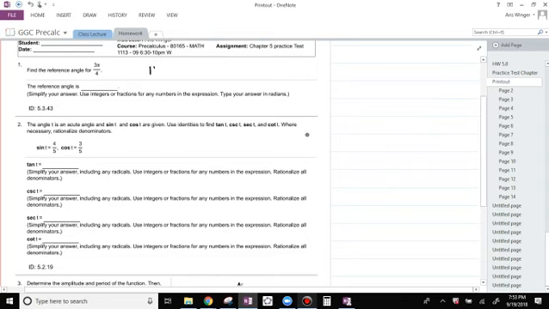So that's just pi minus 3 pi over 4. It's not shocking that that would be 4 pi over 4 minus 3 pi over 4, and the reference angle is pi over 4.